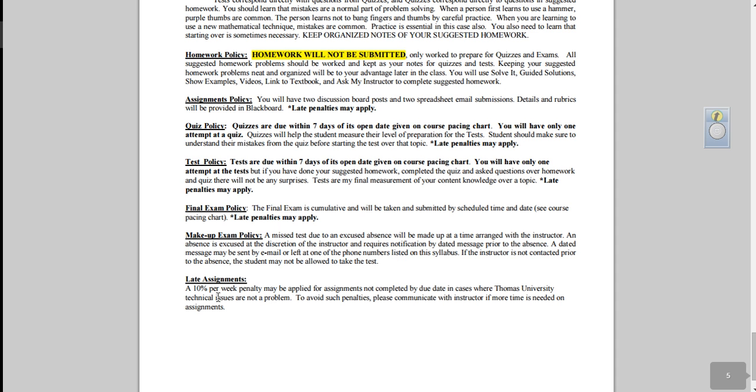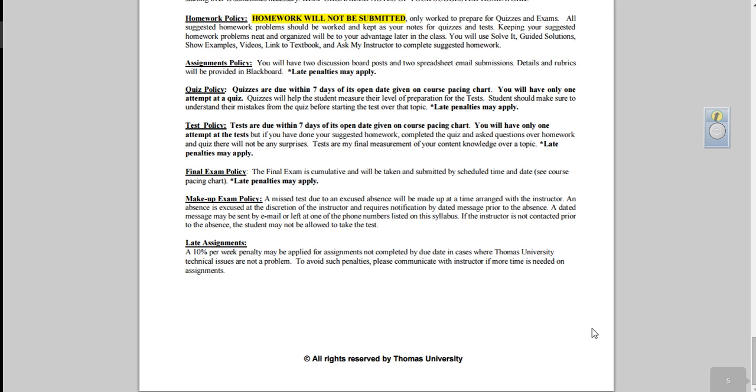I have this policy for late assignments in place in case I need it. Notice it says may be applied. As long as you're communicating with me and you're not abusing our adult relationship as far as responsibility, then the 10% late fee probably won't be applied to anything you might be late on if something comes up. But don't hide from me. Be upfront, and everything will be great.